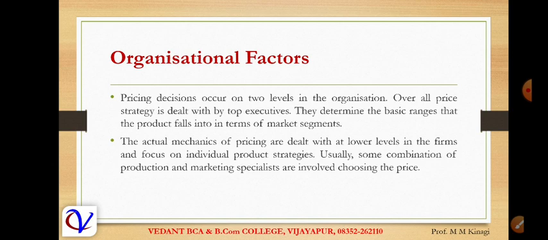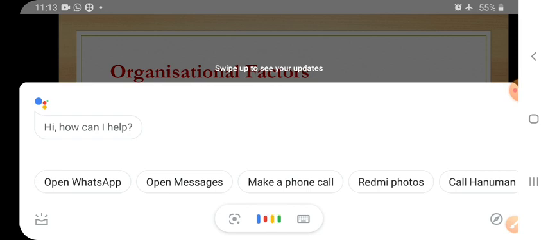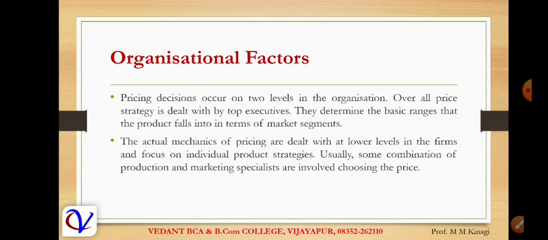Then we can talk about the product life cycle. You know that there are 4 stages. In each and every stage we need to change our price to attract the customer. In the introduction stage, we need to give a lesser price. Then in the growth stage, we can keep a little higher price. In the maturity stage, we need to modify the product, and we can change the price also. In the declining stage, we need to keep a lesser price to attract more customers. So this is how the organizational factors will be there.